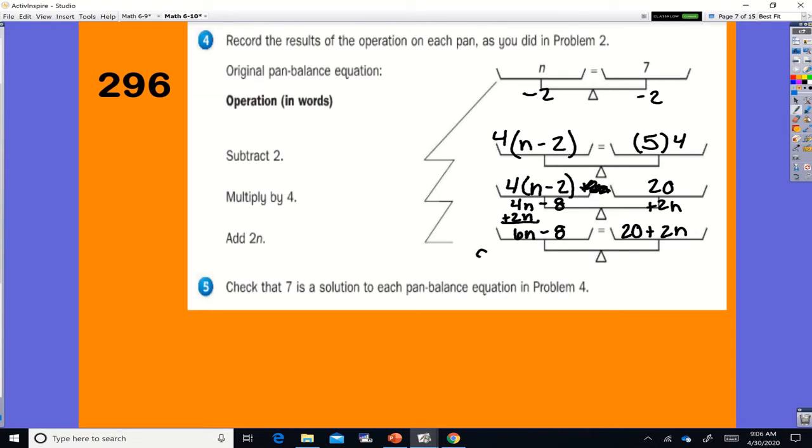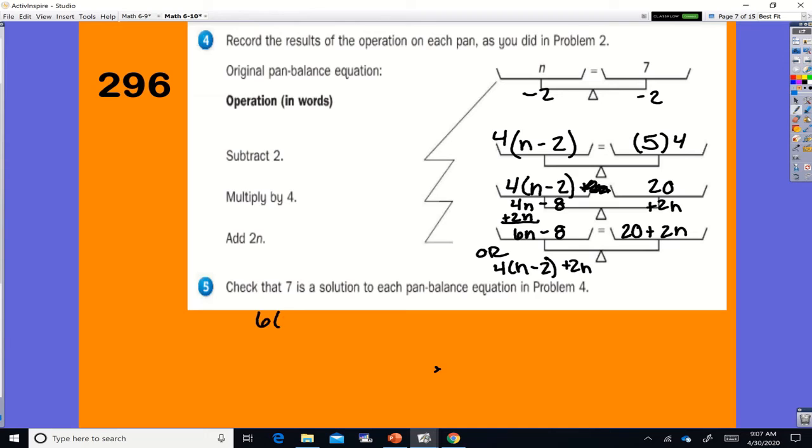So I'm going to do 4 times n minus 2 plus 2n. It doesn't matter which way you did it. We just added the 2n before, but you'd still get the same answer. So right now, we're going to put 7 in for our n to see if that is the correct answer. If you do this one, that's fine. If you do this one, that's fine. I'm going to do this one right here.